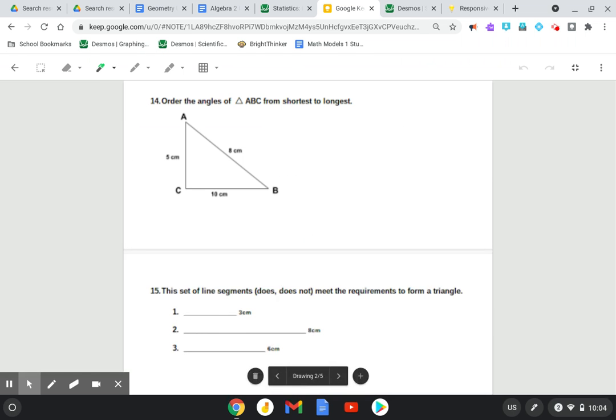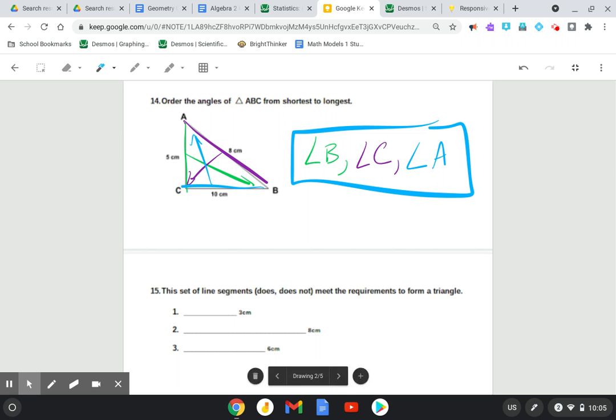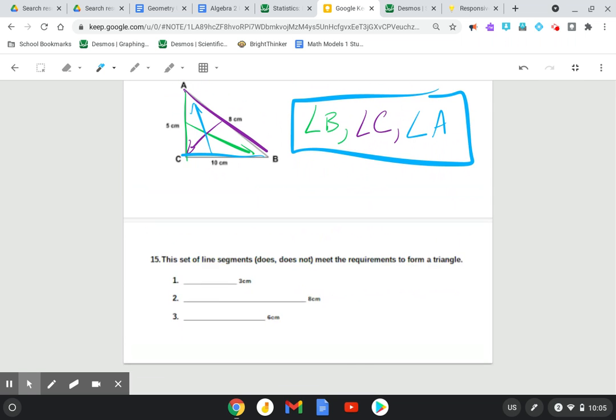Next question, order the angles from shortest to longest. Remember, the sides and angles correspond. So if this is the shortest side, then angle B would be the shortest angle, followed by the middle length, which is AB, which goes with angle C. And then lastly, because BC is the longest side, angle A is the biggest angle. And that's it. Sides correspond with angles. It goes both ways too. You'll see another problem like that in a second.